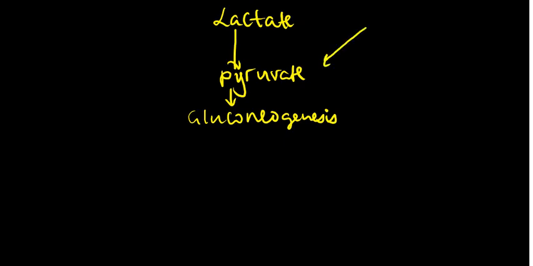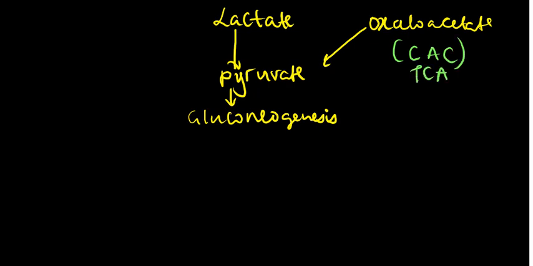Another intermediate that I had talked about is oxaloacetate. Remember, oxaloacetate is coming from the citric acid cycle, or tricarboxylic acid cycle. We also have an amino acid that we call alanine. Alanine can also give you pyruvate. So these are the pathways that we're going to be talking about.